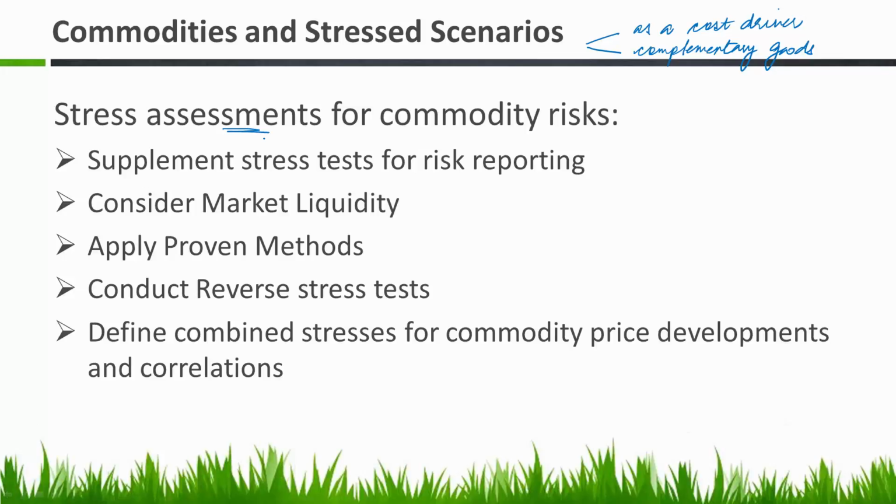Let's talk about the first one, which is supplementing the stress test for risk reporting. In this, you need to process a static set of stress scenarios consisting of extreme price movements, correlation, coupling and decoupling, and liquidity decreases on a recurring basis. Make sure that the associated monitoring of stress test outcome is a key element of the risk governance framework.